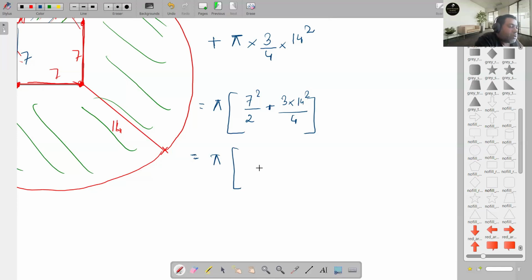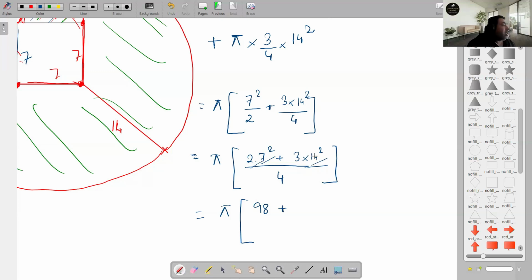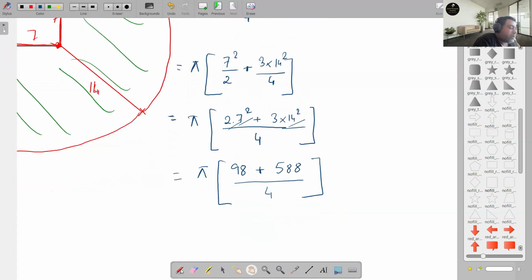Let's first sort whatever is inside the bracket. So we'll take the LCM as 4. It will become 2 times 7 square plus 3 times 14 square. Right? Now we see this one will become pi into 49 times 2 is 98, plus 14 square is 196. 196 times 3 will be 600 minus 12, which is 588. Okay, divided by 4 is equal to 22 by 7.